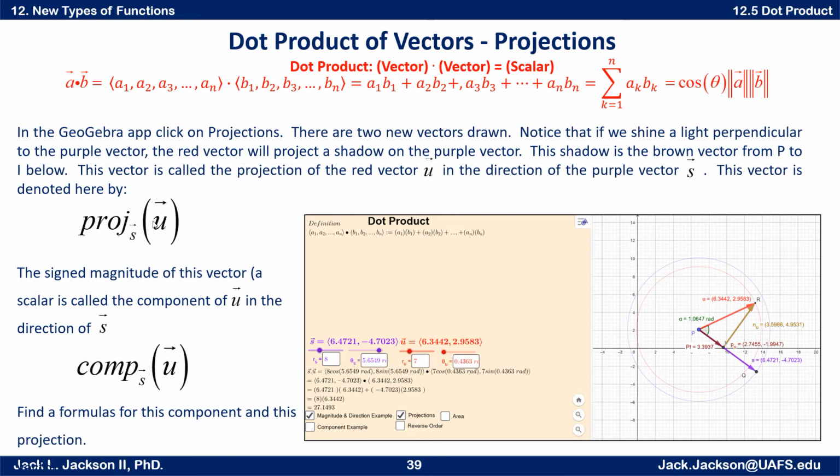So the thing that's casting the shadow is the one in the parentheses, and the one where the shadow falls is the one that's the subscript. So the projection of U in the direction of S, and that's going to be that vector. Its length is called the component of U in the direction of S. So here's a question for you. Can you come up with a formula for the component here, that length? It could be negative if it's pointing the opposite way, so a signed length.